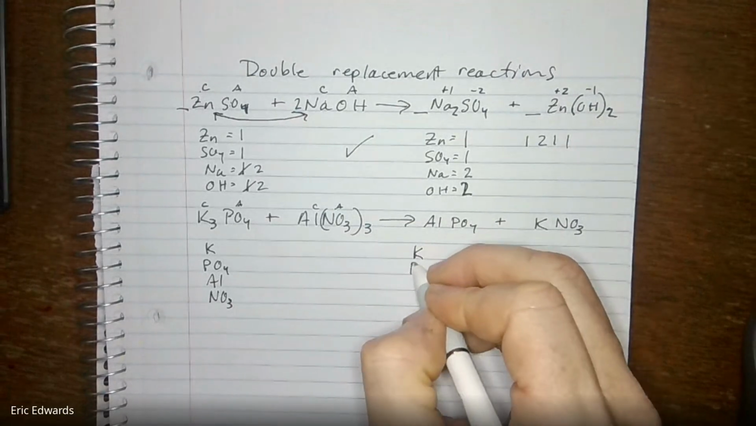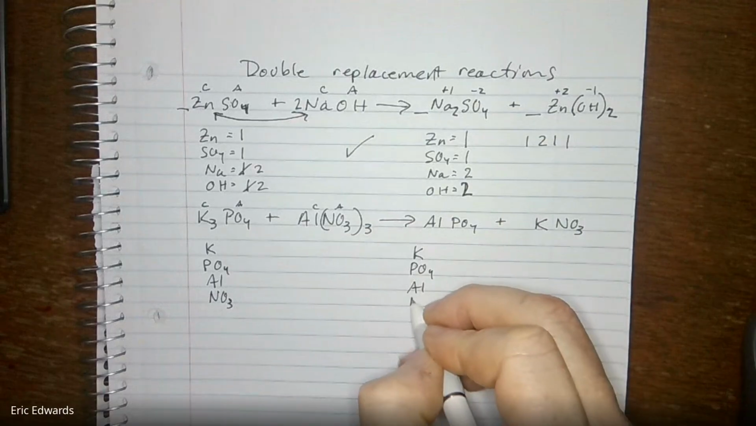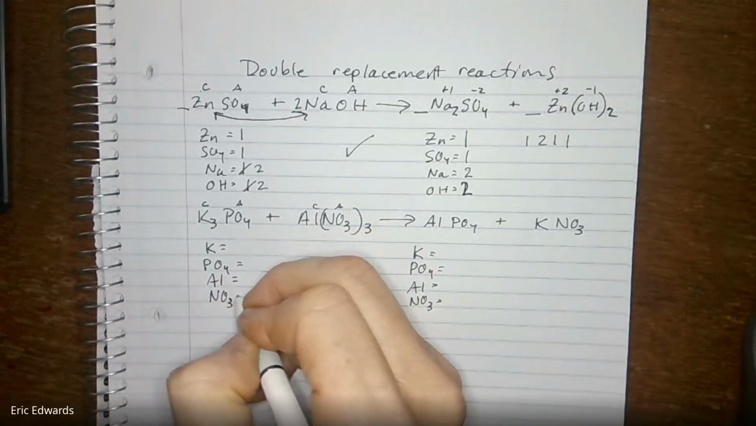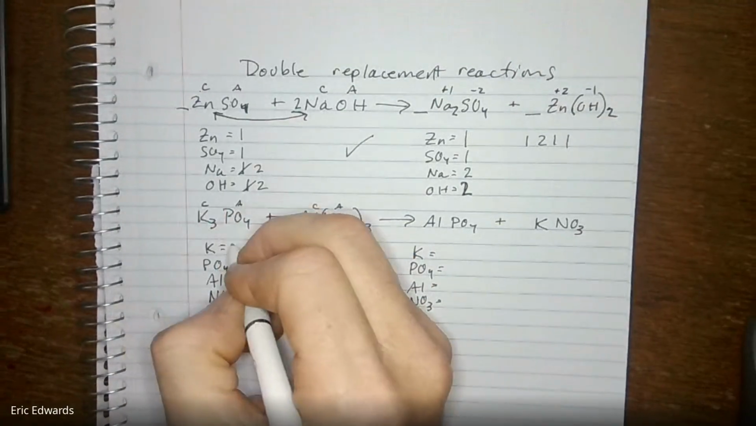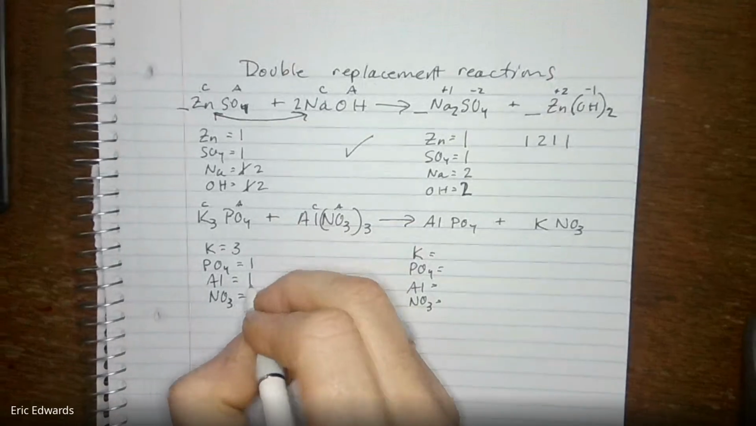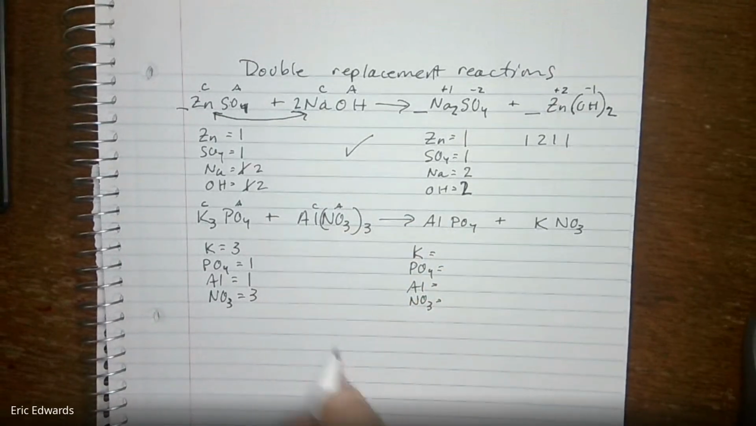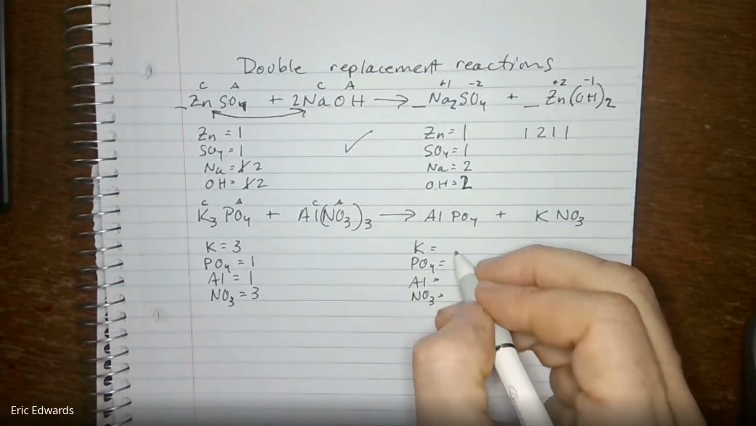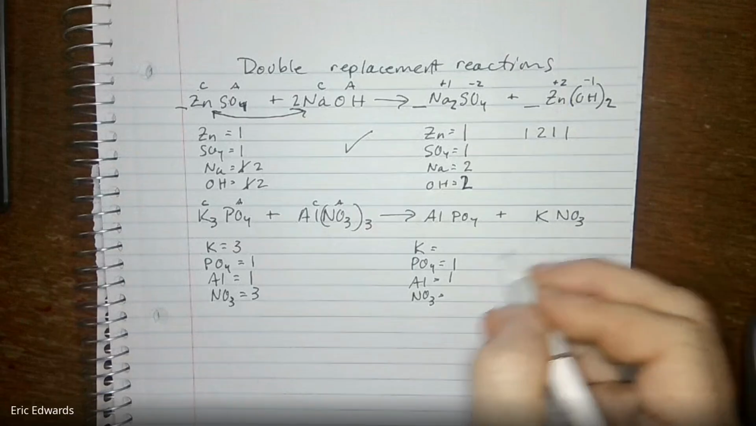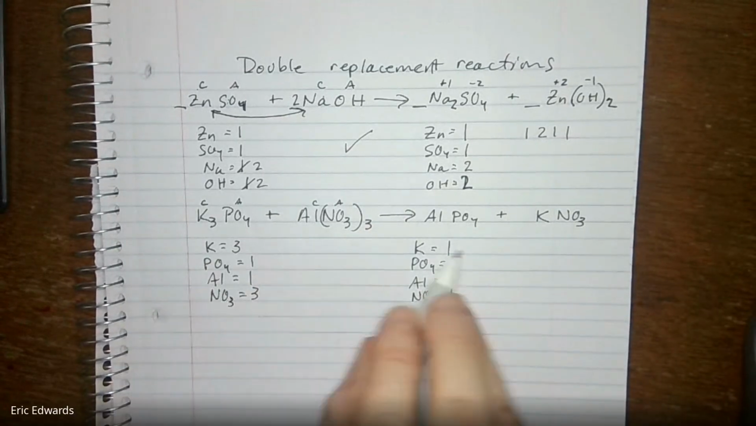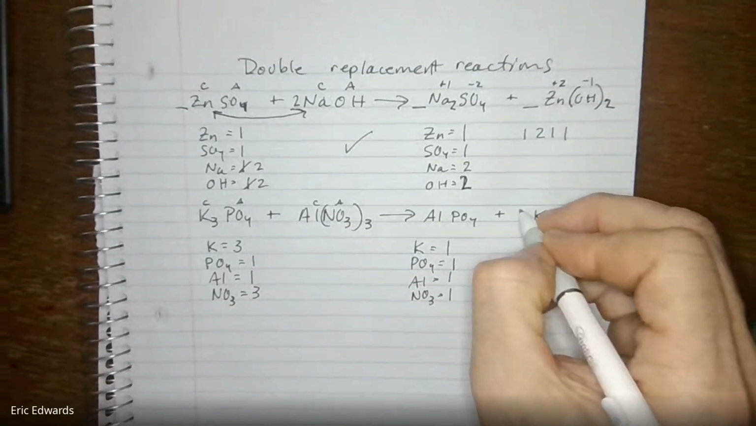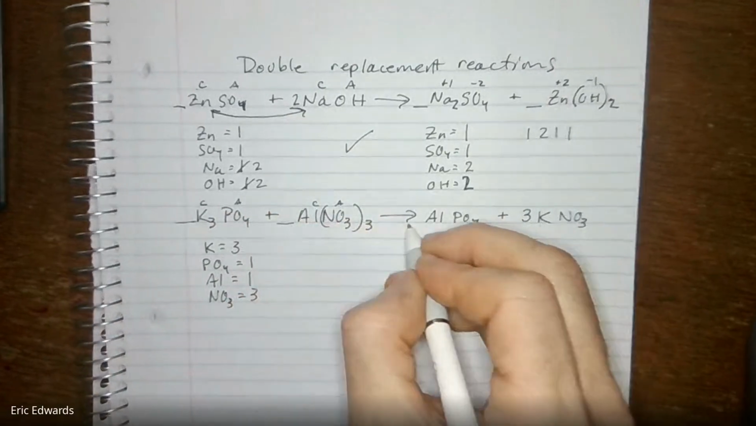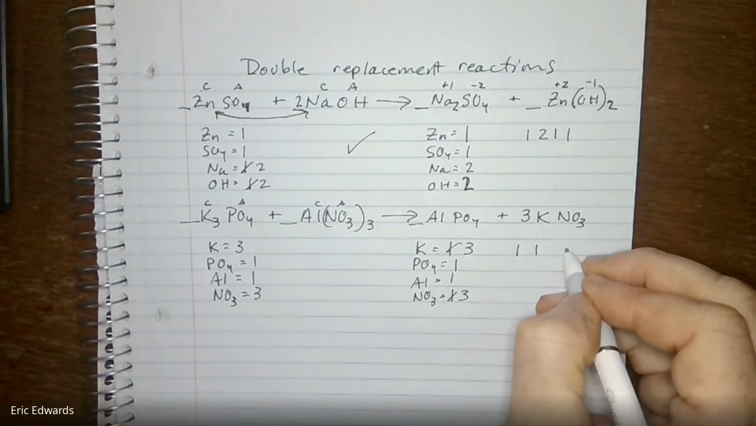And then we've got KPO4, Al, NO3, and I am going to balance this. So the first thing I have to do is take inventory. I have 3 potassiums, 1 phosphate, 1 aluminum, and 3 nitrates. So 3 of those, 1 of those, 1 of those, and 3 nitrates. And then I've got 1 aluminum, 1 phosphate, 1 potassium, and 1 nitrate. And the big difference I see is potassium nitrate, 3 of those. So I've got 3 and 3. So the answer to this one is 1, 1, 1, 3.